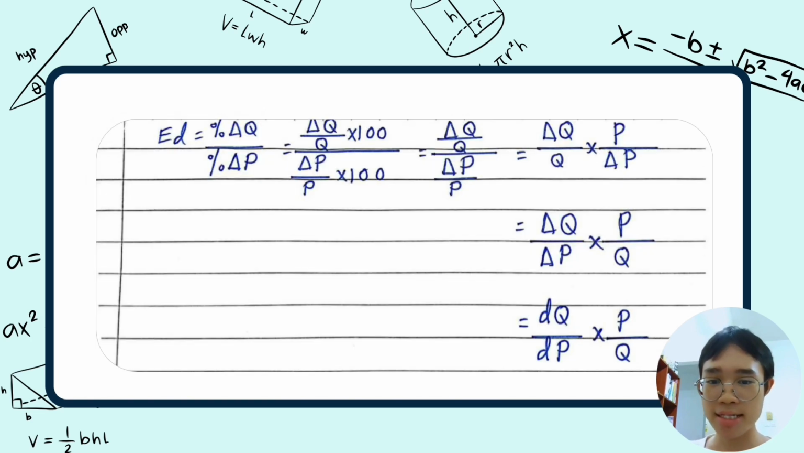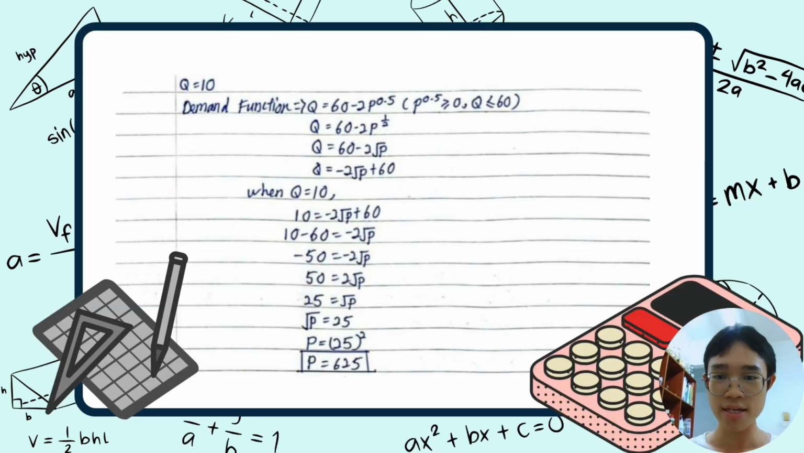To find the price elasticity of demand ED, we will use this formula: delta Q divided by delta P times P over Q. So for now, we want to find the value for P, which is price, the value for Q, which is quantity, and also the value for delta Q divided by delta P. First, we can rewrite the demand function as Q equal to negative 2 square root P plus 60, where the square root comes from the 0.5, it is the same. And when Q is equal to 10 units, we can substitute the 10 units into this demand function, and we find the price is 625.